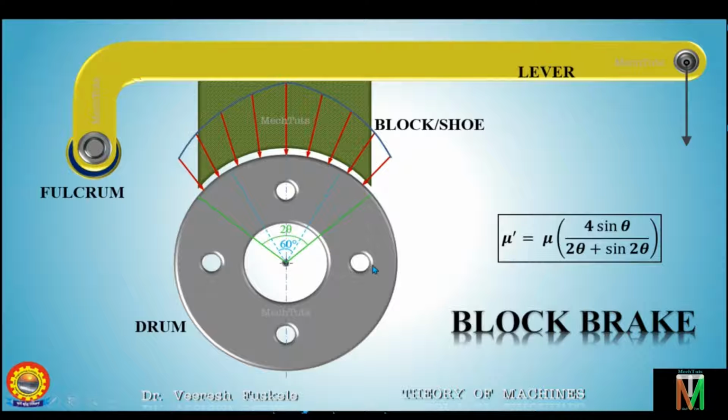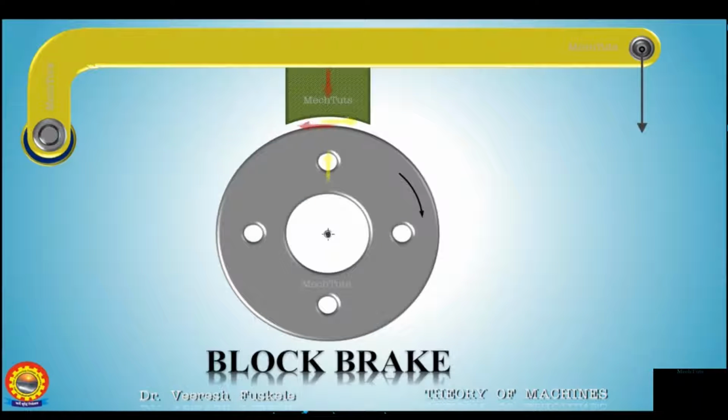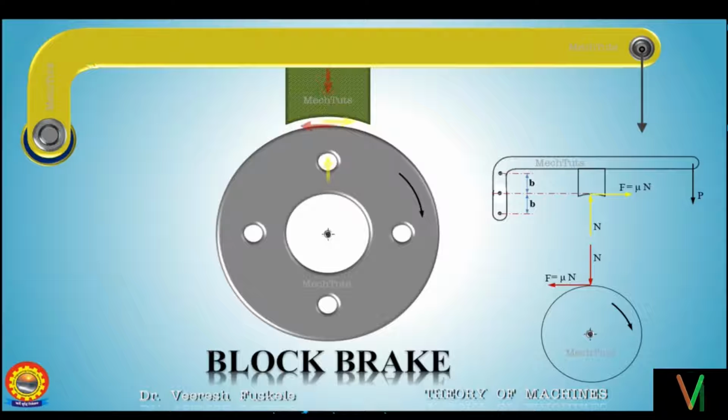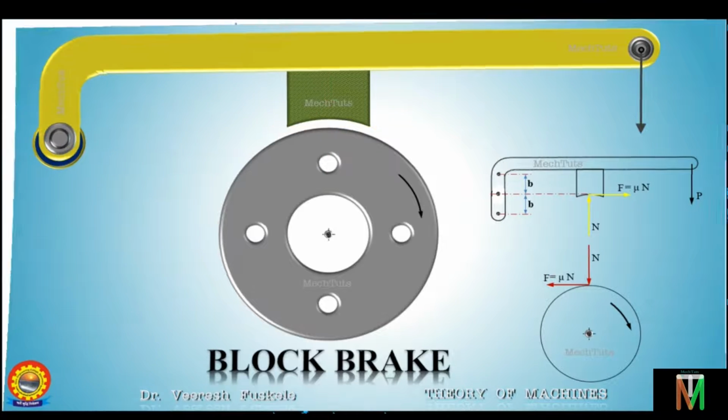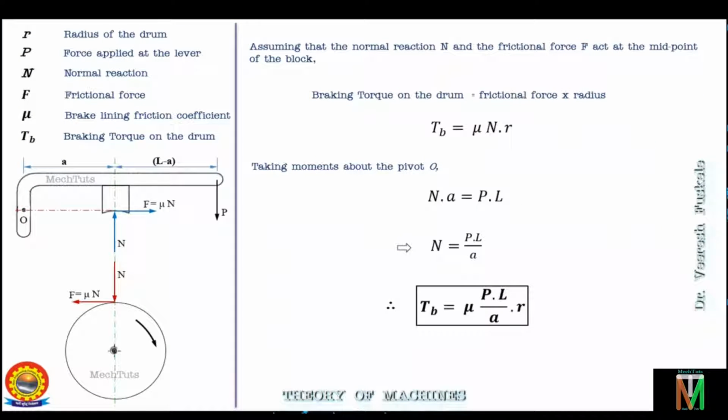We then discussed the forces acting on both the drum and the lever block assembly. We also learned to draw the free body diagram of the drum and the lever block assembly as shown here. Then in the analysis, we discussed the two configurations of single block brake. First, when the fulcrum point is passing through the line of action of the friction force, and this was the equation for braking torque.